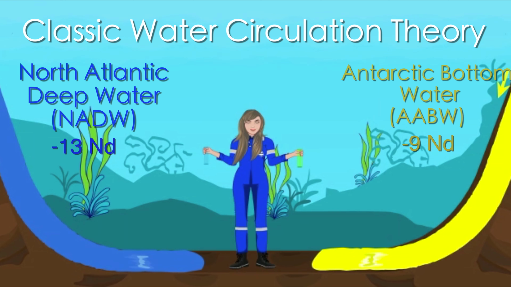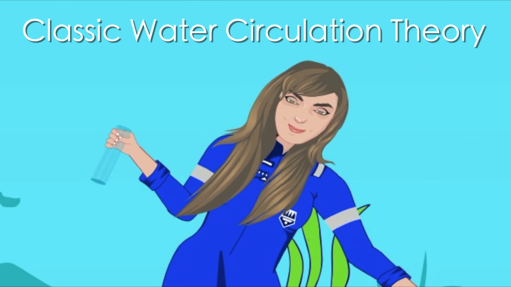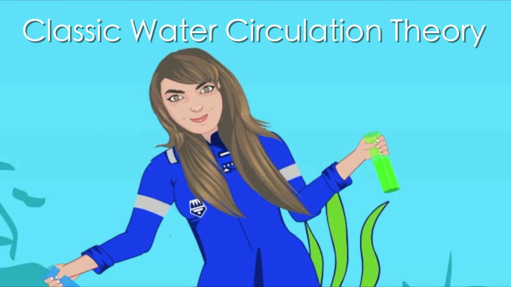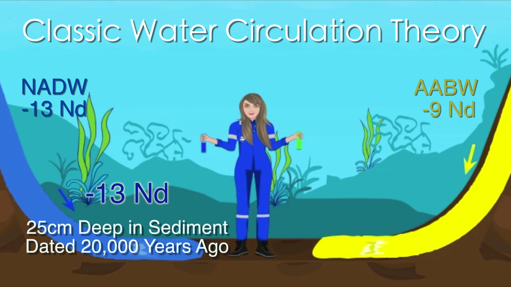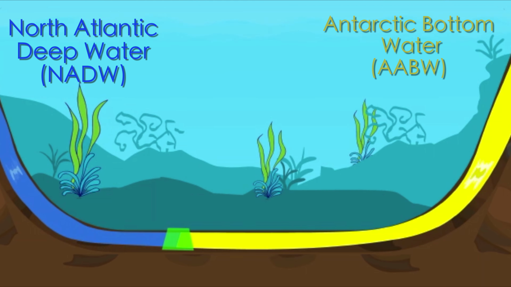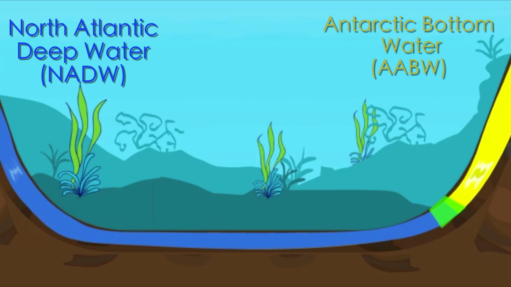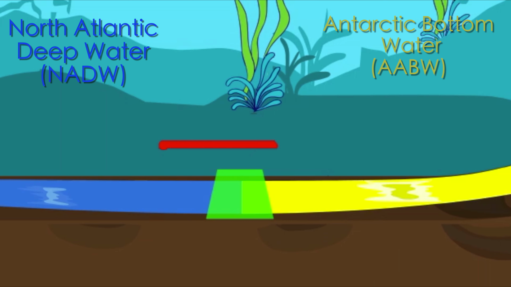Let's say I collect a water sample from the sea floor, 5,300 meters deep, with a -11 ND signal and a -13 ND signal from a pore water sample collected 25 centimeters in the sediment dated 20,000 years ago. The water mass force fluctuates. Sometimes the force from the north is greater, sometimes it is greater from the south. The green represents where they are mixing.